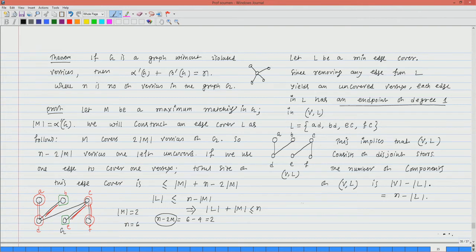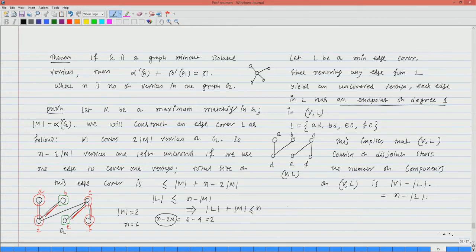Think of the result that we proved in the case of trees, that a forest with n vertices and k components has n minus k edges. So, that will be helpful to prove that the number of components is n minus L here.